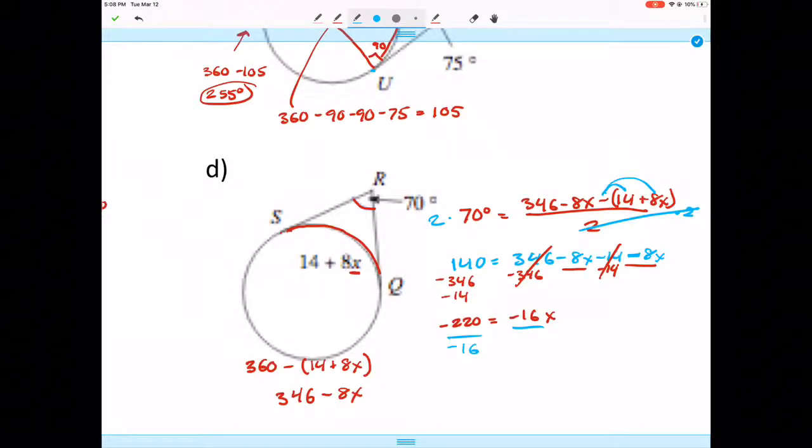Oops, I did that wrong. 220 divided by 16. All right, and that would give us, dagnabbit, I think I did something wrong. Give me 1 second, otherwise I might just go past.